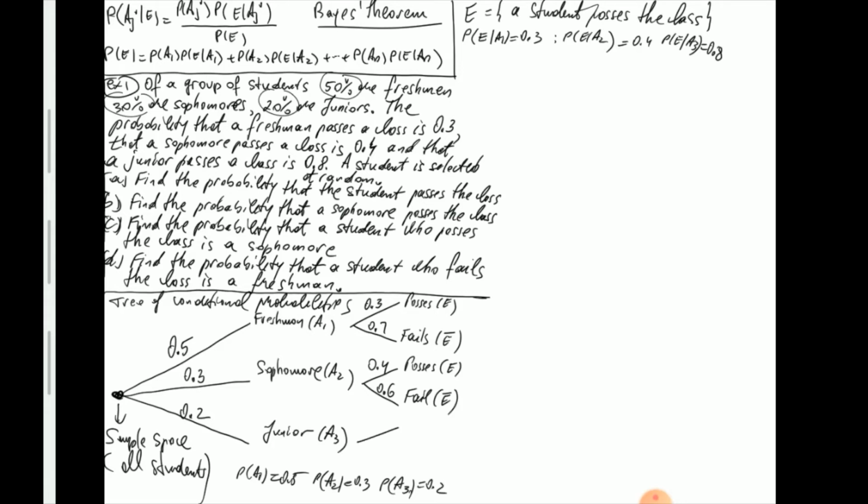Finally, assuming the student is a junior, he or she will pass the class with probability 0.8. That's event E. And then the complement, up to 1, 0.2, that'll be the probability of failure of the class for a junior.